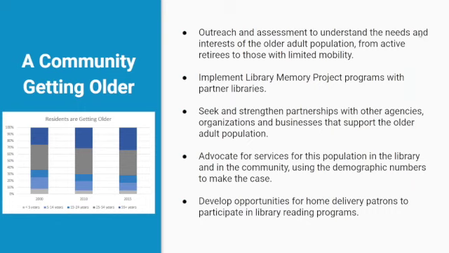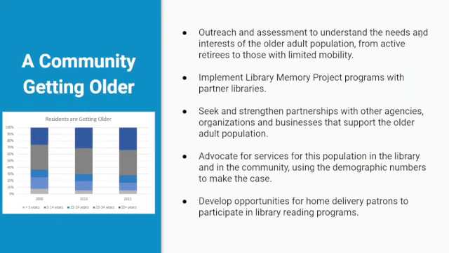So in response to that demographic shift, the library was able to adopt some actions to better serve their community. They decided to do more outreach and assessment to understand the needs and interests of the older adult population. And that included everything from active retirees to folks with limited mobility. They worked to implement a library memory project with partner libraries. They sought to strengthen partnerships with other agencies, organizations, businesses that support that population.